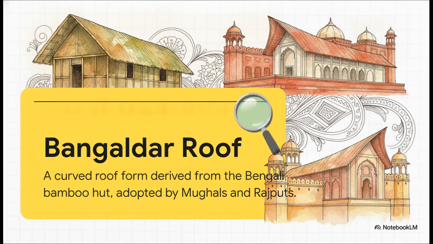Since these highly skilled craftsmen were constantly moving back and forth between Mughal and Rajput royal patrons, structural ideas crossed over all the time. Take the Bengal-Dar roof, for instance.